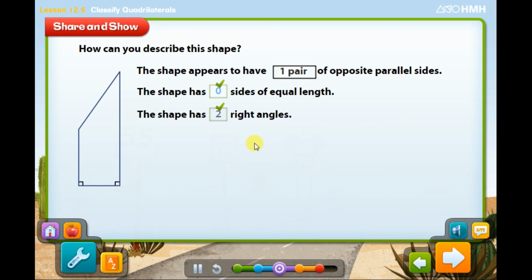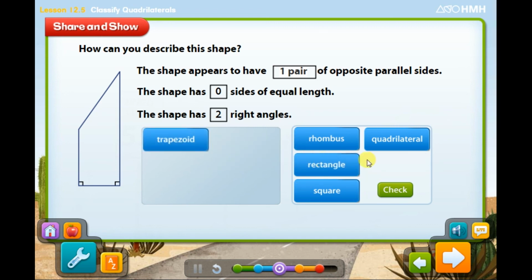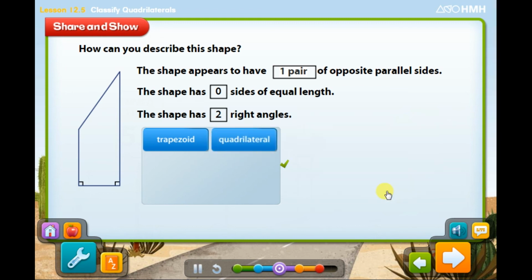Right. So what is the shape that has only one pair of parallel sides? Can you remember? Oh, is it a rhombus? A rhombus has 2 pairs. Rectangle? No, a rectangle also has 2 pairs of parallel sides. Square? A square has 2 pairs of parallel sides. So is it a trapezoid? Yes, it is a trapezoid. And can we consider it a quadrilateral also? Quadrilateral means every 4-sided shape. So a trapezoid is of course a quadrilateral. So let's check and see. Right, it's a trapezoid, and the trapezoid is of course a quadrilateral.